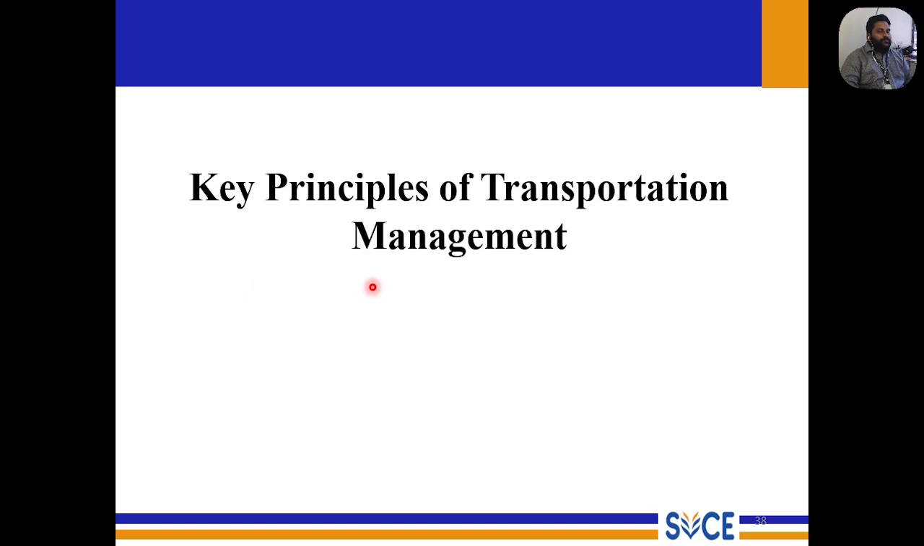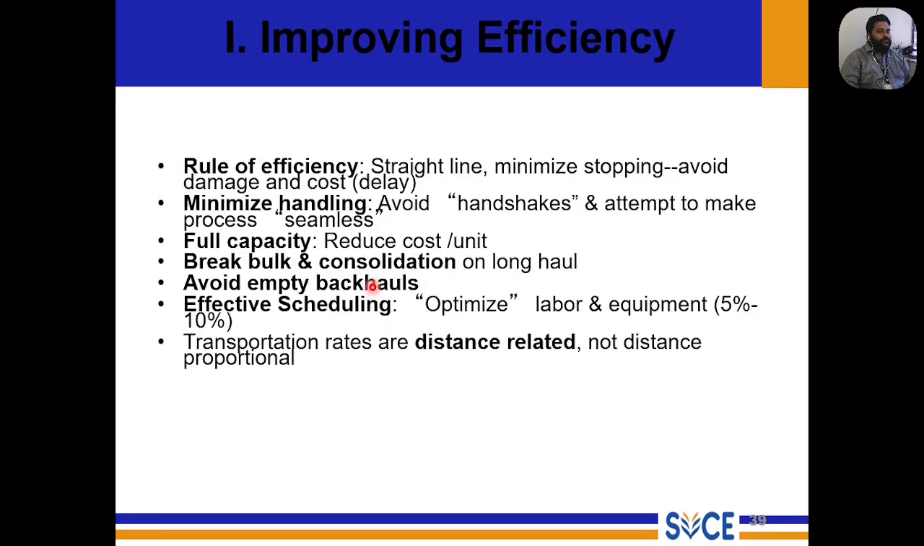So, what are the key principles? One is improving efficiency, which is one of the major aspects in any kind of operation. So, what are the rules of efficiency? Straight line, minimize stopping, avoid damage or cost. Minimize handling, avoid handoffs, and attempt to make the process seamless. Full capacity allows us to reduce the cost per unit. Break the bulk and concentrate on long haul. Avoid empty hauls and backhauls.